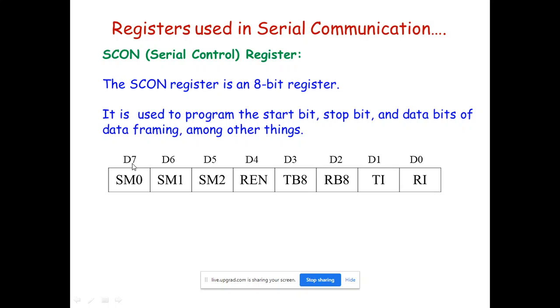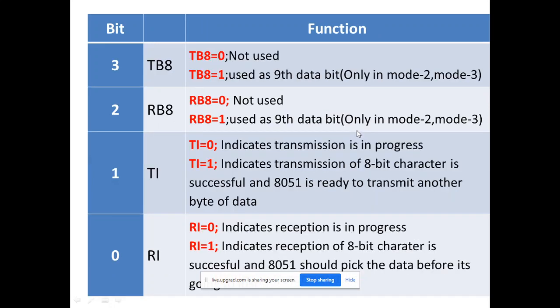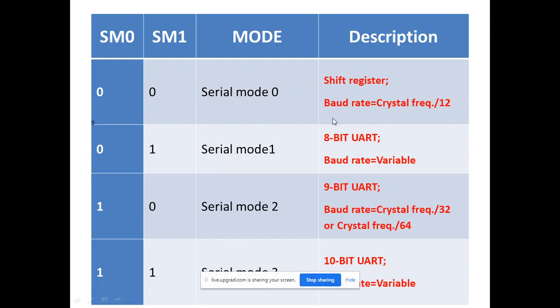Bit number 7 and bit number 6 are SM0 and SM1. SM0 and SM1 are for serial port mode selection. The 2 bits are assigned for mode selection. 2 bits means 4 combinations are possible. That combination explanation is given here.